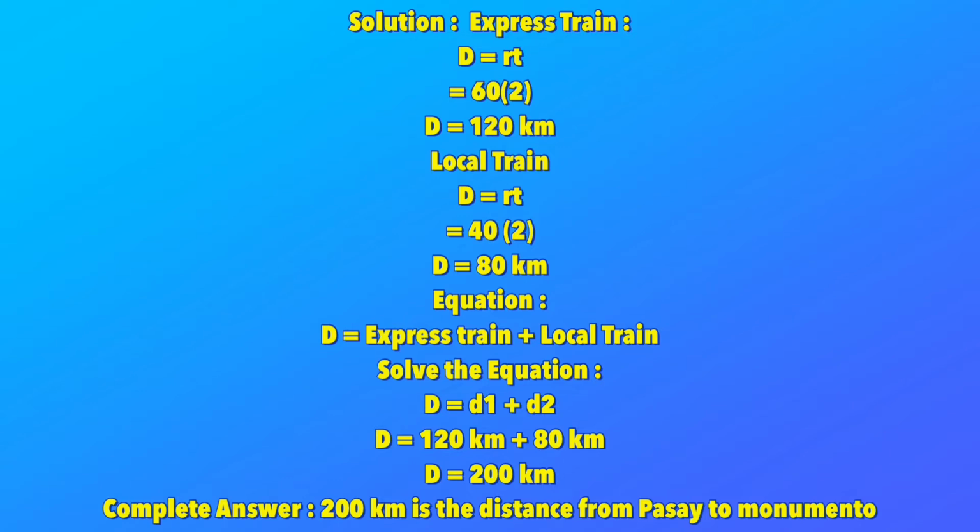So our equation is distance equals the express train plus the local train. Distance equals distance of the express train first, and the second distance is the local train. So the distance covered by the express train is 120 kilometers, and for the local train is 80 kilometers. What we have to do is to add. So the distance covered from Pasay to Monumento is 200 kilometers. So therefore our complete answer is 200 kilometers is the distance from Pasay to Monumento.